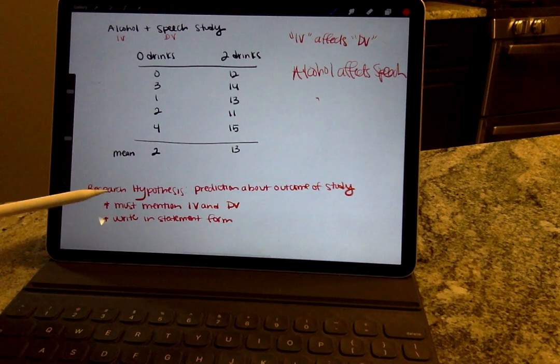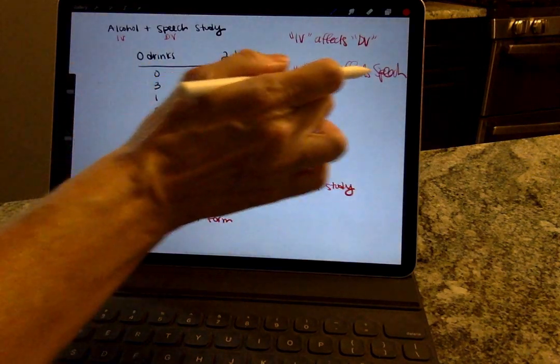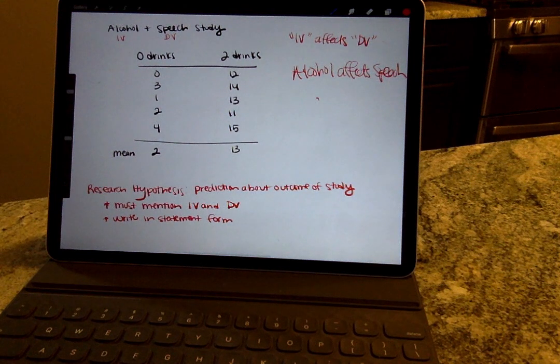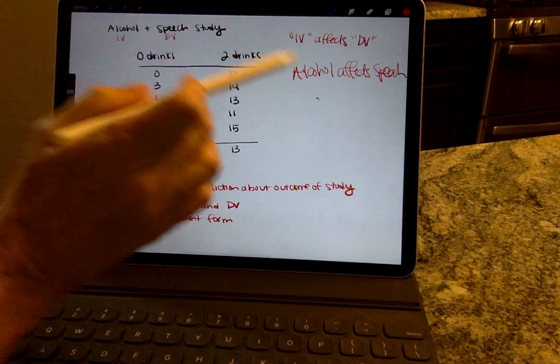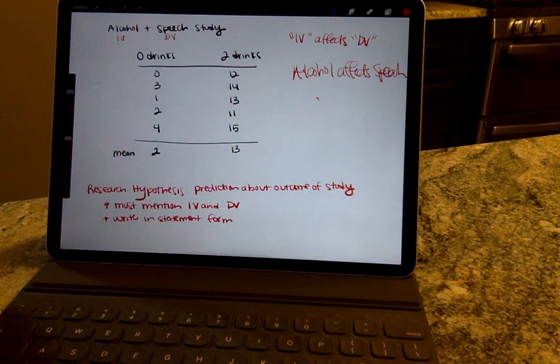All right, so again, a research hypothesis must mention both the independent and dependent variables, and it must be written in statement form. Okay, so before I close this video, let's just think of a couple of other studies that we might do and how we might write those research hypotheses using this same guideline. So let's say we were interested in the relationship between color and mood. The research hypothesis in this format would be color affects mood.